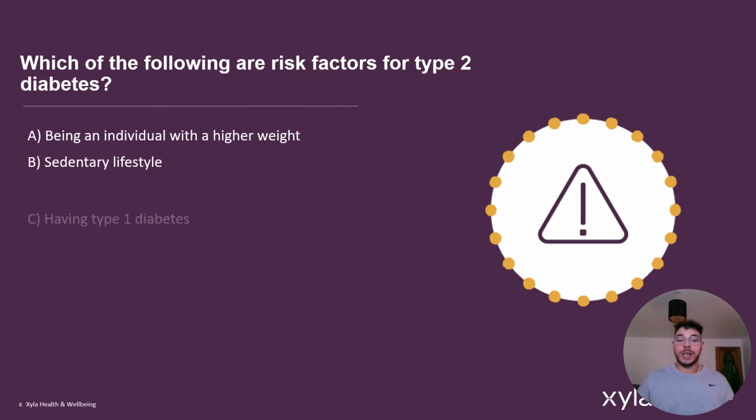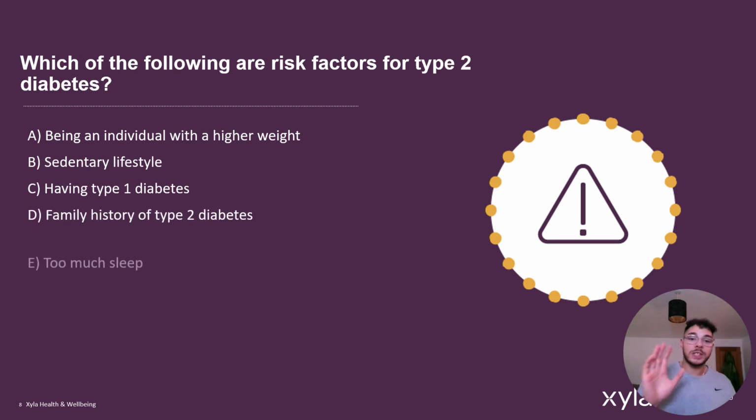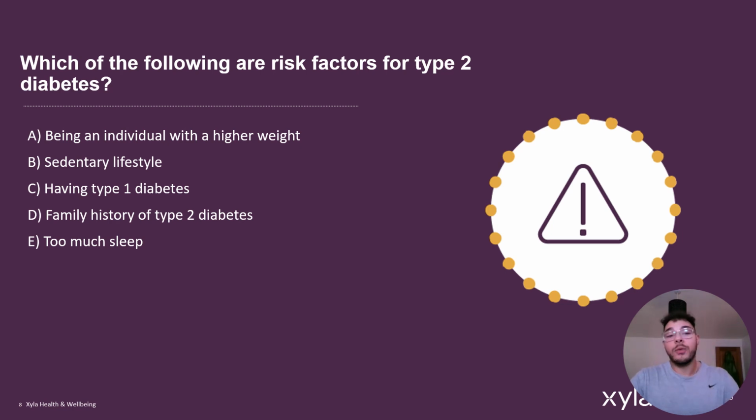So we've got a bit of a quiz actually. Which of the following are risk factors for type 2 diabetes? Is it A, being an individual of higher weight, B, a sedentary lifestyle, C, having type 1 diabetes, D, family history of type 2, or E, too much sleep? You can always pause the video to spend a couple more minutes thinking about what the answers could be. Have a quick little think though. I'll show the answers in 3, in 2, and 1.